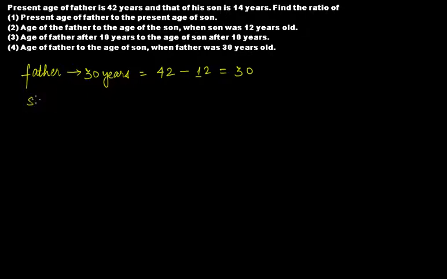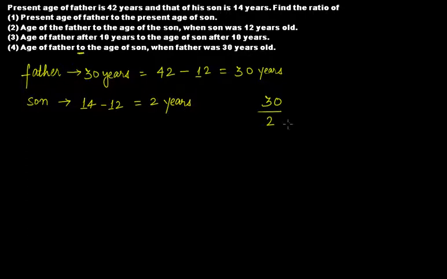In that case, son's age will be how much? If present is 14, then 12 years ago, it will be 2. Okay, it will be 2 years. That means if father is 30 years old, then in that case, son would be 2 years old. Now you have to tell 30 to 2. Okay, 30 to 2.